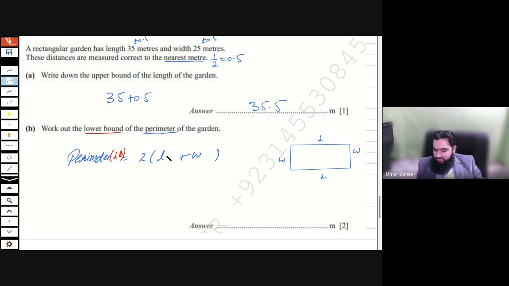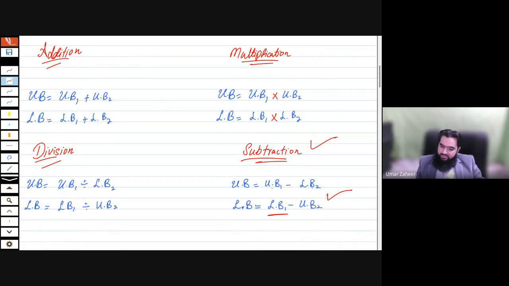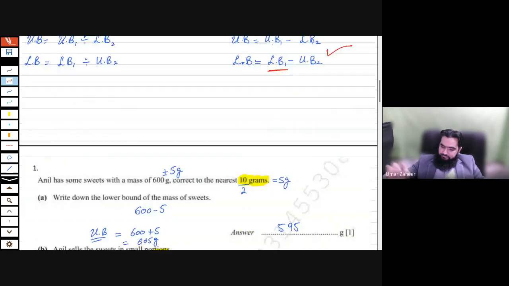So we need to find the lower bound. For lower bound, we will take the lower bound of the first value as well as the lower bound of the second value. So we have to take the lower bound of the first quantity and the lower bound of the second quantity.